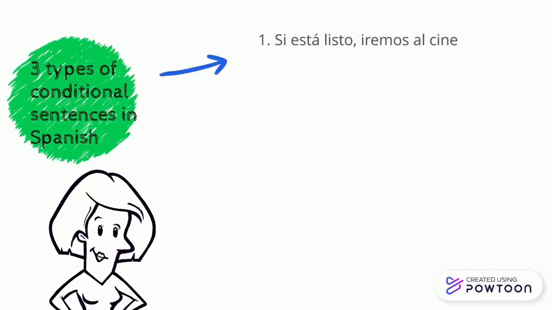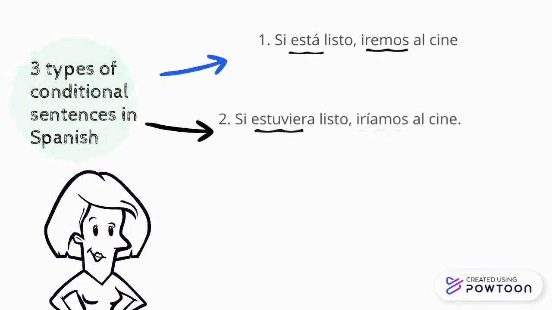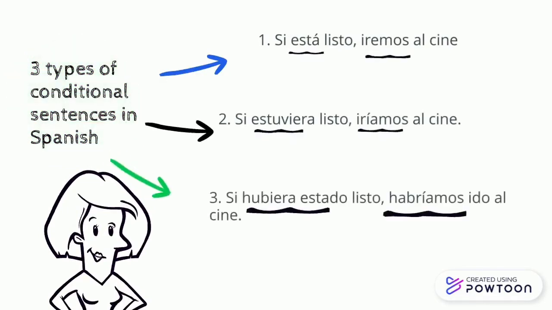There are three types of conditional sentence in Spanish. Si está listo, iremos al cine. We use in the if clause present and in the result clause future. Si estuviera listo, iríamos al cine. In the if clause, the imperfect subjunctive, and in the result clause, the conditional. And finally, si hubiera estado listo, habríamos ido al cine. In the if clause, the pluperfect subjunctive, and then a conditional perfect.